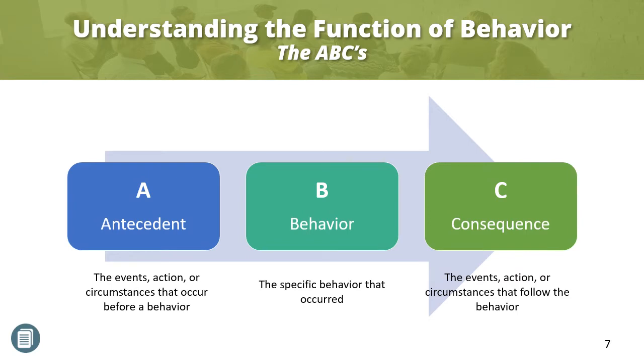Understanding the function of behavior, the ABCs. Let's take a closer look at the function of behavior. A is antecedent, the events, action, or circumstances that occur prior to a behavior. The B, behavior, is the specific behavior that we can observe from the student. The C is consequence. This is actually related to the events, action, or circumstances that follow the behavior.